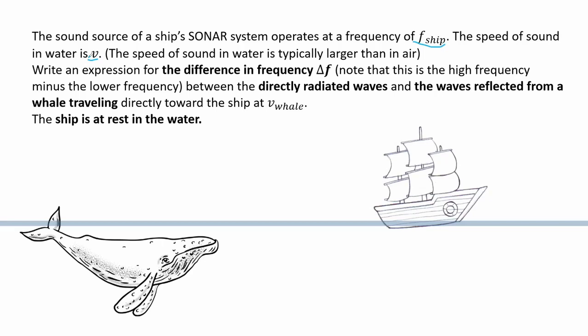Our goal is to find an expression for the difference in frequency. The difference in frequency here is the comparison of the high frequency minus the low frequency. This is between the directly radiated waves and the waves reflected from a whale traveling directly towards the ship. So the speed of the whale is denoted as V whale. This ship is at rest in water, so the water is very calm, that it appears stationary.